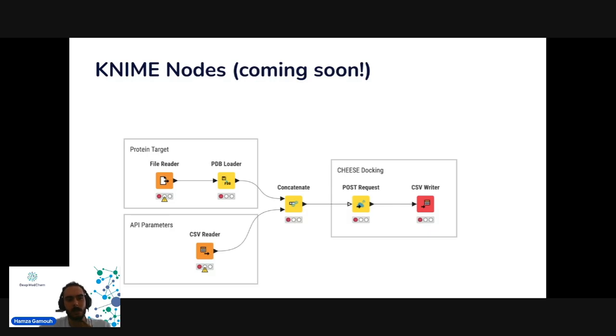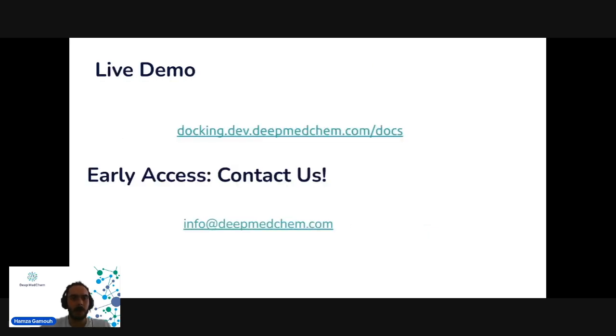We will release the KNIME nodes for this whole exploration process very soon, where you can supply your target in PDB format, together with the API parameters for the exploration process, and it will just perform a POST request and parse the results of the best molecules. Now I will show a live demo of the exploration process by performing a simple API call.